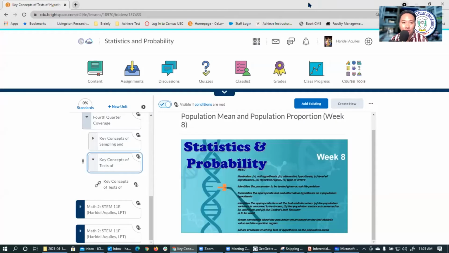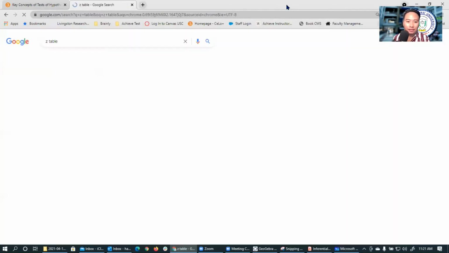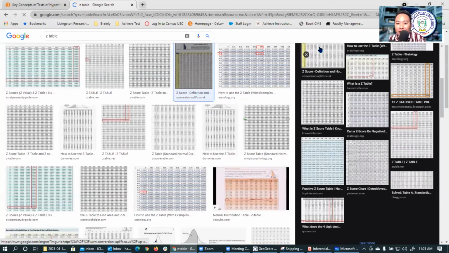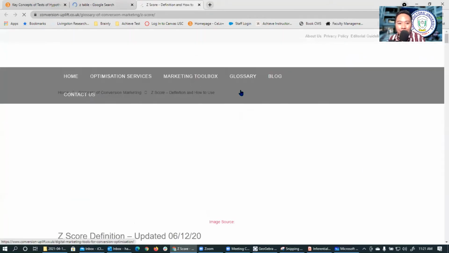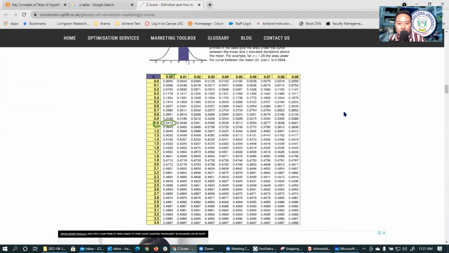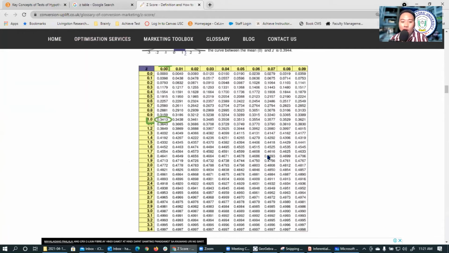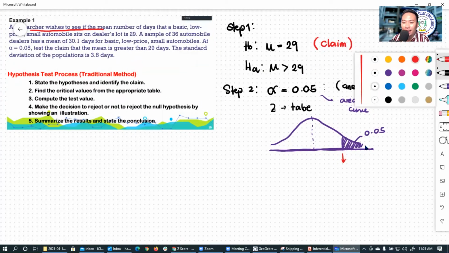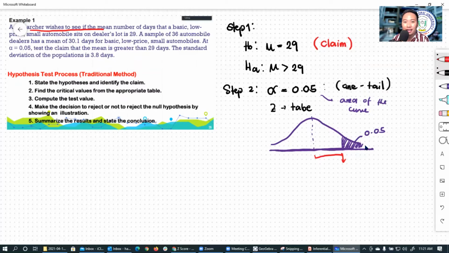So, I'm gonna search Z table. I think this was the one that I was using earlier. I hope you can see this. Okay. So remember the area that we talked about was 0.05, right? So what we're going to do, guys, is figure out how to know the area here. What is the area on the side?